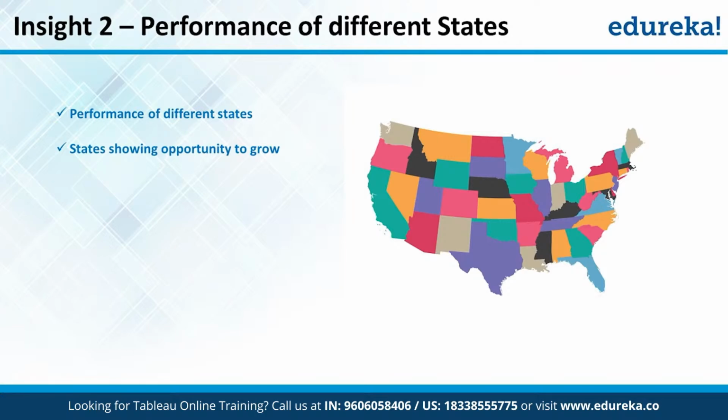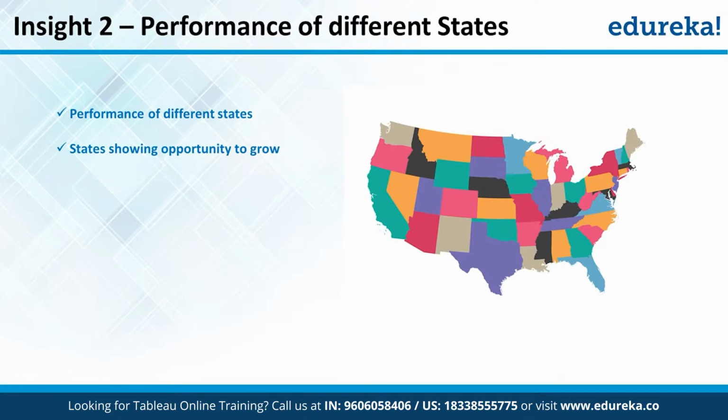So let me tell you what the second question was which we were supposed to answer. How different states have performed so far. Now that we know how regions have performed, we want to drill down to states. So how different states have performed so far, which states are showing promise to grow, and in which states the investor should stop investing.